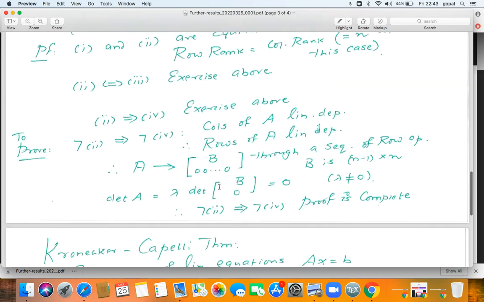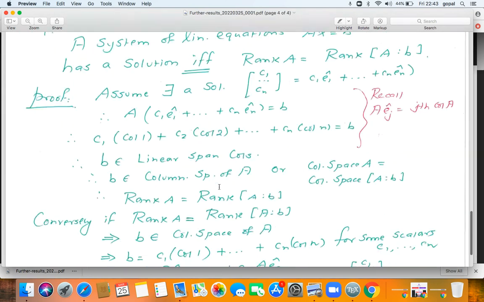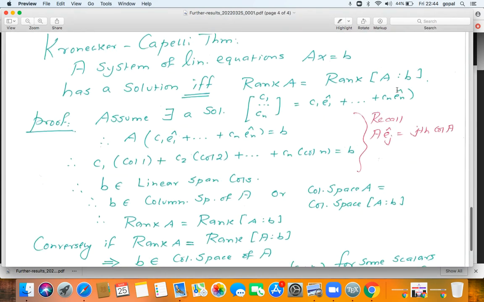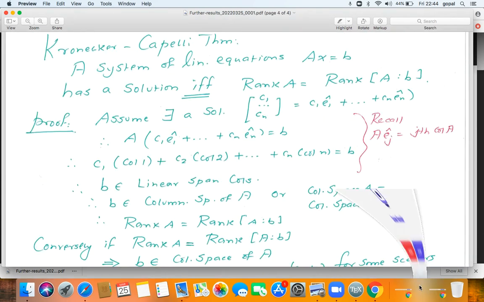Now this leaves one last thing, called the Kronecker-Capelli theorem. The Kronecker-Capelli theorem says that a system of linear equations Ax equals b has a solution if and only if the rank of the associated matrix equals the rank of the augmented matrix. This I shall do next time. I shall stop recording and stop here.